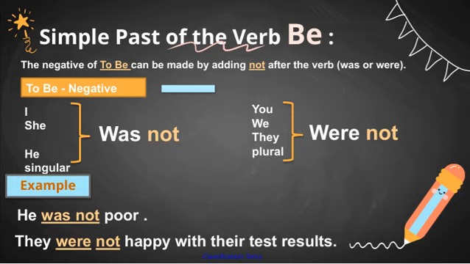Now let's also review the singular forms. I was not, she was not, and he was not.